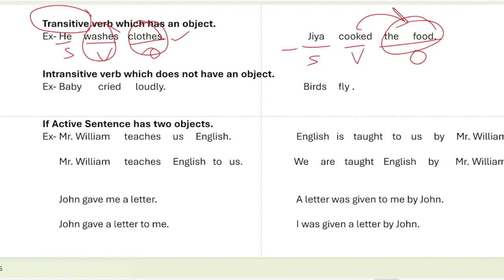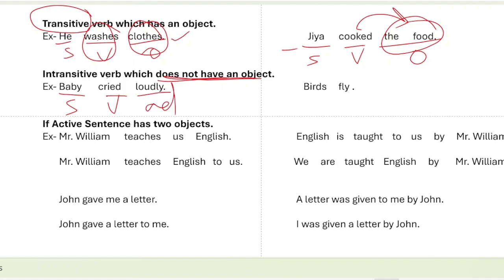Now let's see which are the sentences which we cannot change into passive. The sentences which have intransitive verb. Intransitive verb means which does not have an object. Now if you see here this example, you can see baby cried loudly. Now baby, subject, cried is a verb. Loudly is not an object. It's an adverb. How did baby cry?